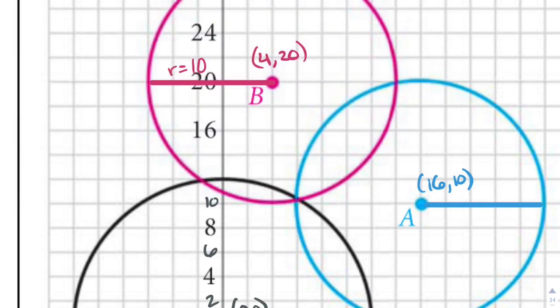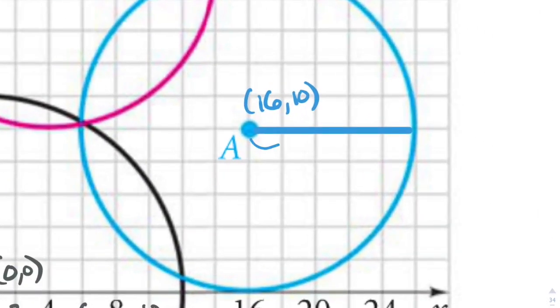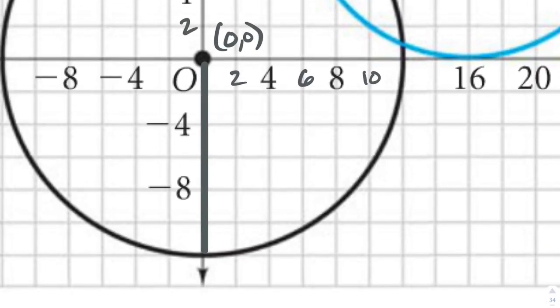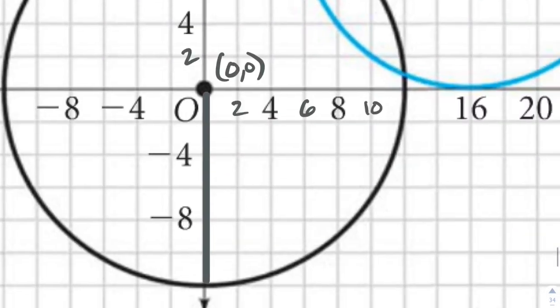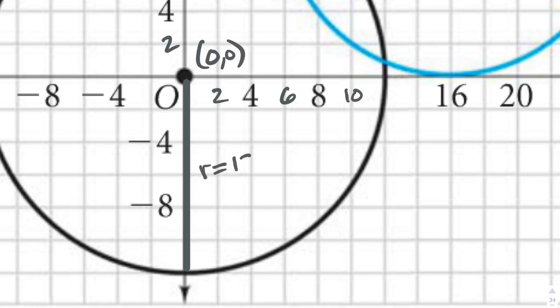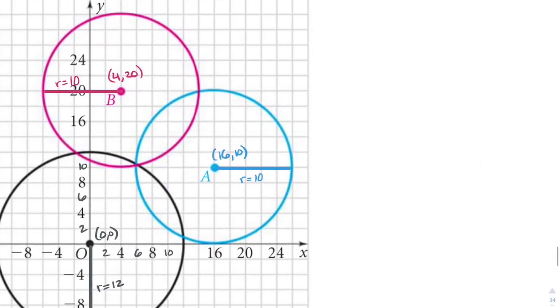This one, we're counting by 2, so 2, 4, 6, 8, 10. That one also has a radius of 10, right? 2, 4, 6, 8, 10. Yep. This one has a radius of, it looks like, 12. 2, 4, 6, 8, 10, 12. Yeah, so 12. R equals 10, R equals 10, and R equals 12. Okay, I'm going to write the equations for all of these.